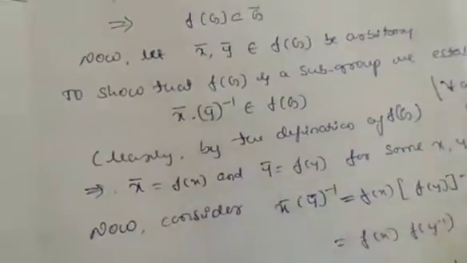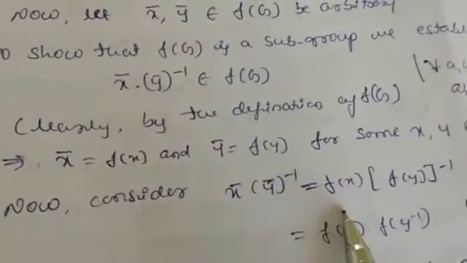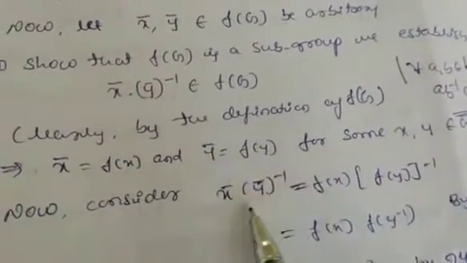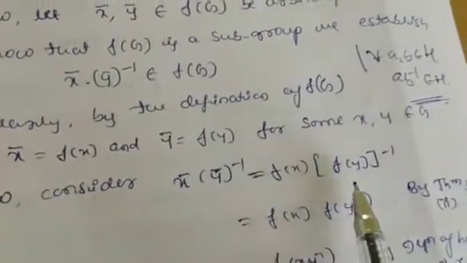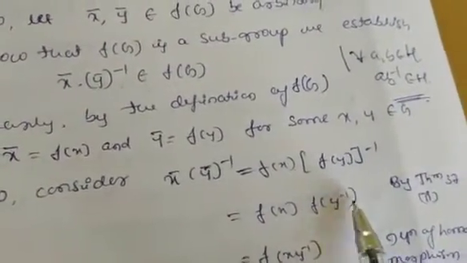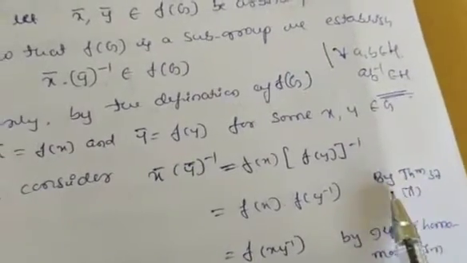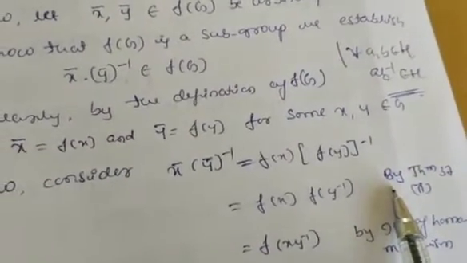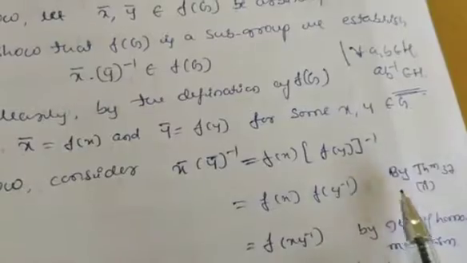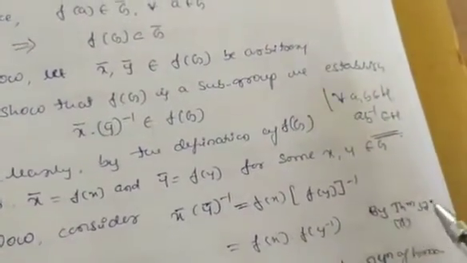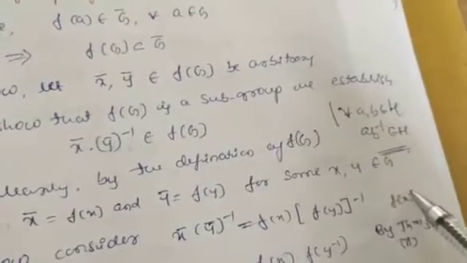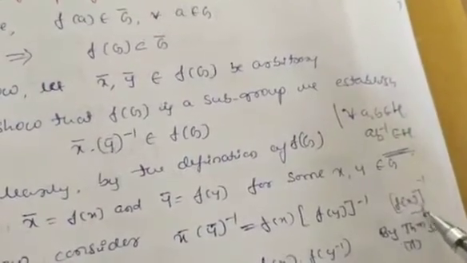Now we have to prove this one, no? We have to consider this one only: x bar y bar whole inverse equals f(x), where x bar is f(x) and y bar is f(y), and its inverse. Now f(x) into f(y) inverse, by the previous theorem we just proved. In theorem number 37 we have proved f(x) whole inverse is equal to f(x inverse).